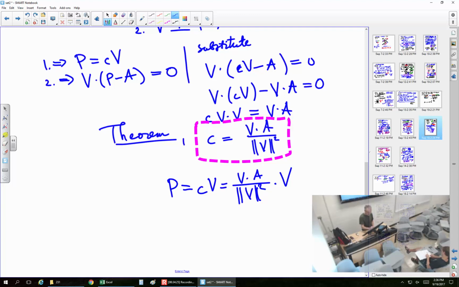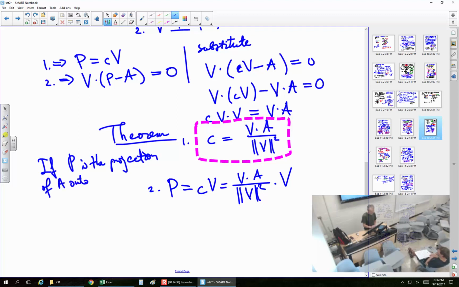Okay, so that's the second part. So if P is the projection of A onto V, then P is equal to CV, and these two properties are satisfied. That's how we find C through this operation, and we find P as well.